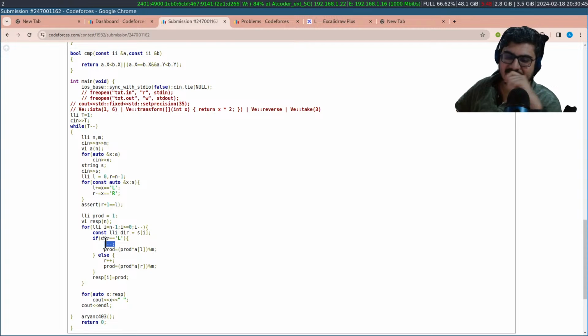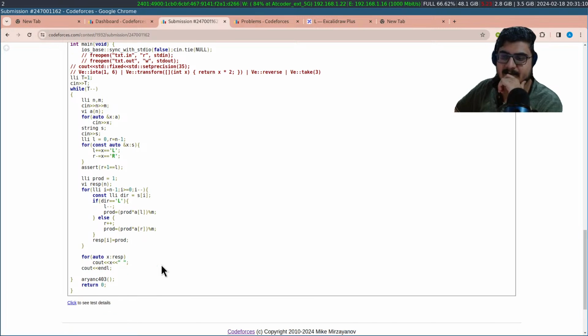So I move my left pointer a bit to the left side, multiply the product with the current value and take it mod. Or if the command was to move right, I move my right pointer to the right side, and now you can take the product with the new value you have added, and you get the final product. Now you have added the remaining cell and you keep completing. This was essentially the idea.